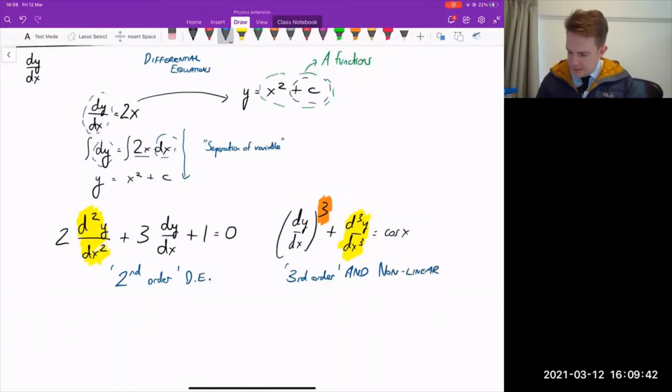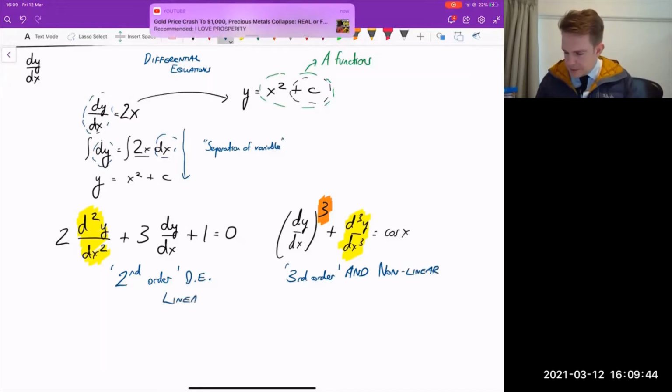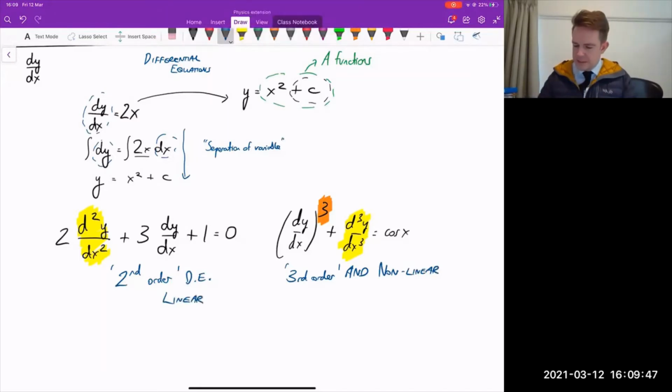Whereas this one here, you describe as linear because there are no powers of derivatives, or x, or y for that matter. So that gives you some idea of how you might classify differential equations. Obviously, these only involve y's and x's. You can have differential equations which have y's, x's, z's, t's, multiple variables.